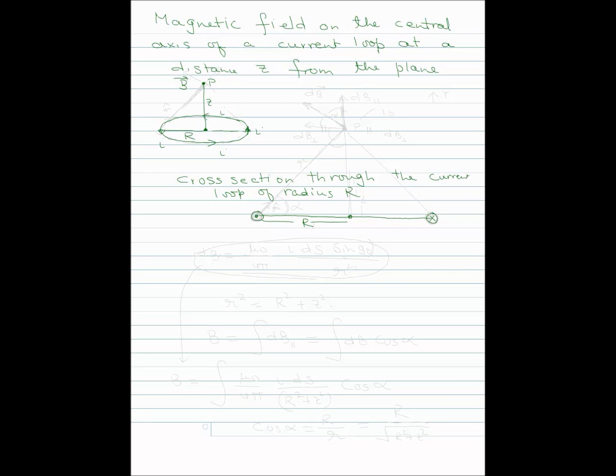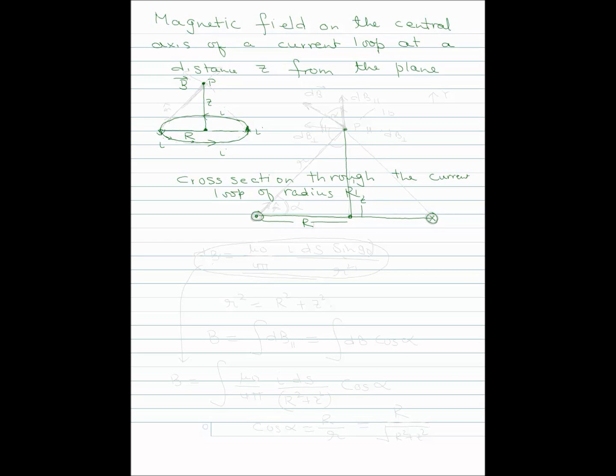Okay, so now if we have to find the magnetic field at some height Z, here, this is the height Z, then we should be thinking about the contribution due to all of the infinitesimal ds's that make up this loop. So we can consider a little ds here, a little ds here, a little ds here, a little ds here, a little ds here, etc.